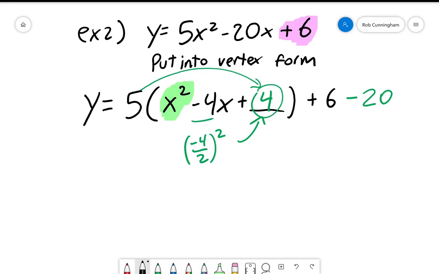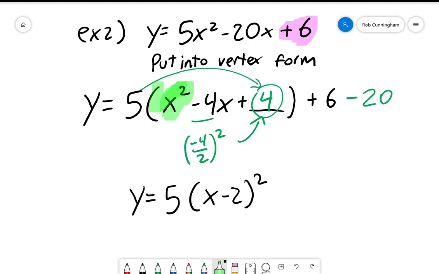So my vertex form is y equals 5 times x minus 2 squared. Again, that entire x squared minus 4x plus 4 turns into this x minus 2 squared. They are equivalent.